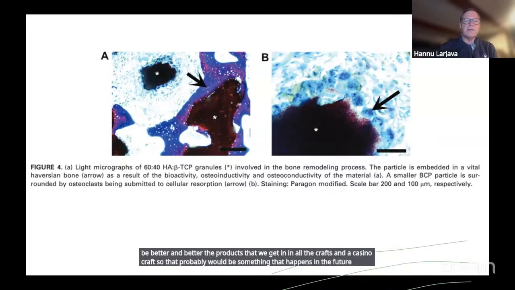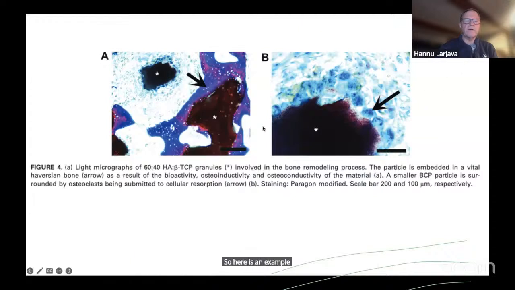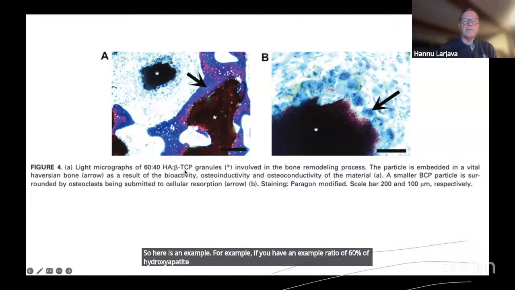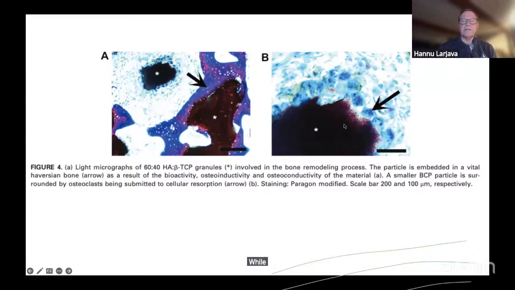So here is an example. For example, if you have a ratio of 60% hydroxyapatite and 40% beta-tricalcium phosphate granules, then the bone will just keep forming around it, and osteoclasts can dissolve this ceramic, while they can't do much with the hydroxyapatite.